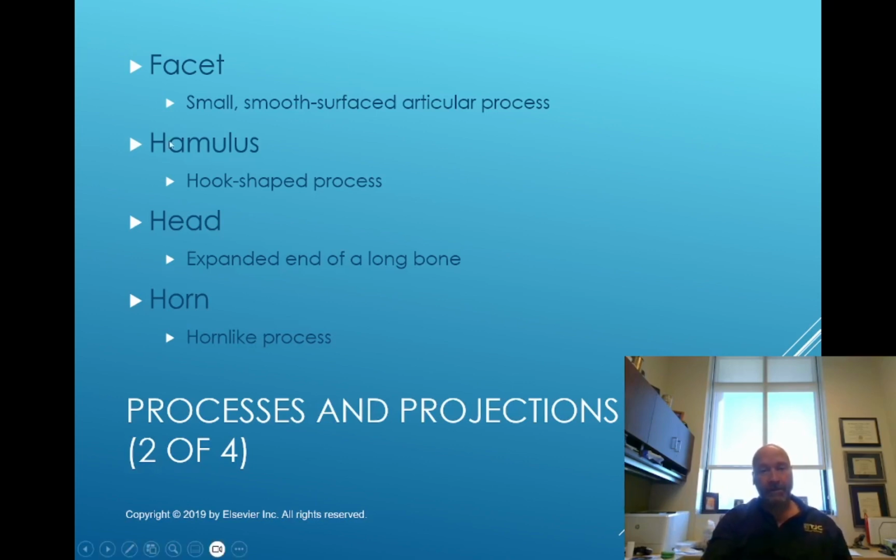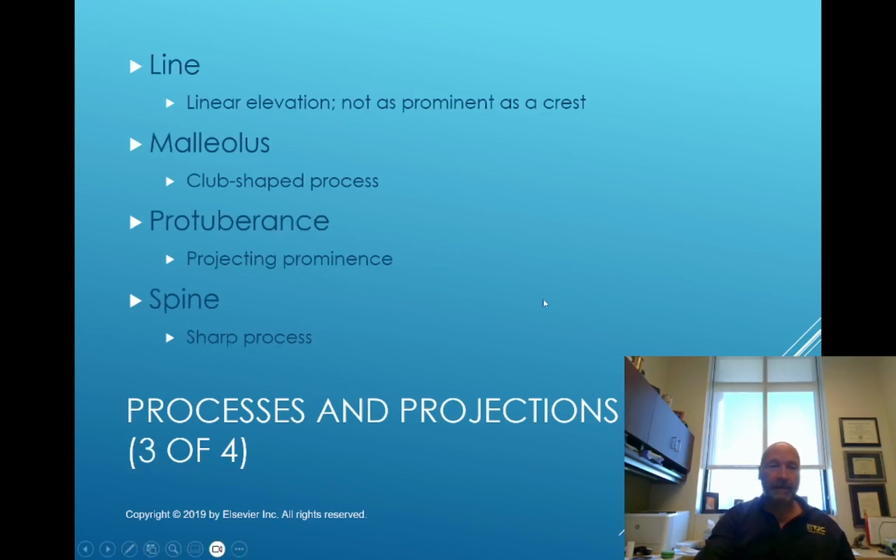A hamulus is a hook-shaped process. The only place that you're going to hear about a hamulus most likely is in the wrist bones. We'll talk about that when we get to the wrist bones. The head, or a head, is the expanded portion, so the head of the femur, head of the humerus. A horn is a horn-like process. A line is a linear elevation. A malleolus is a club-shaped process.